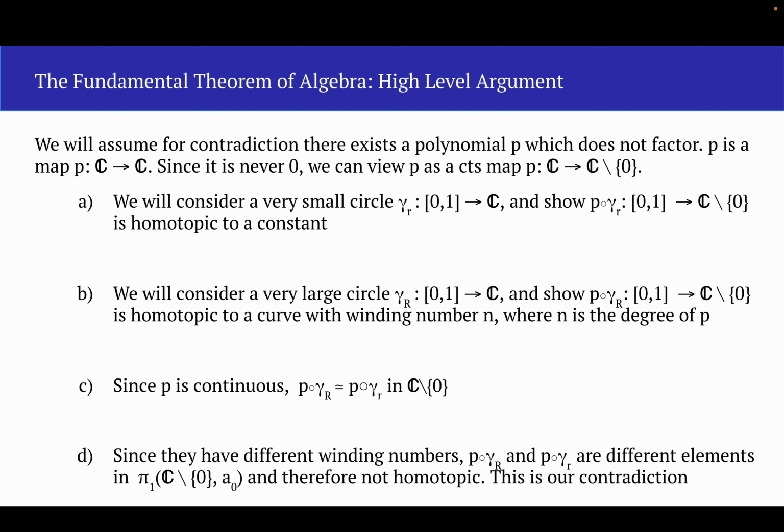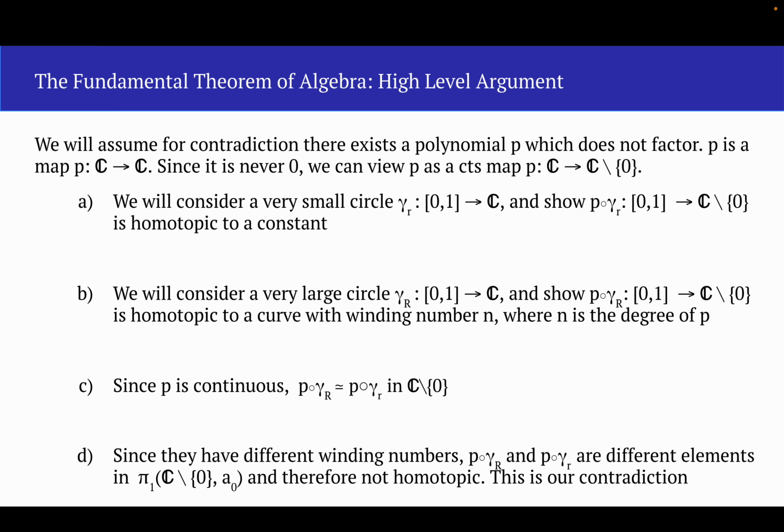So at a high level, what we're going to do is assume for contradiction that there's some polynomial p which does not factor. P is a map from the complex plane to the complex plane, but if it had a root, p of z would be equal to 0. Since there's no roots, there's no z for which p of z is equal to 0, and therefore p is really a continuous map from the complex plane to the complex plane without the origin.